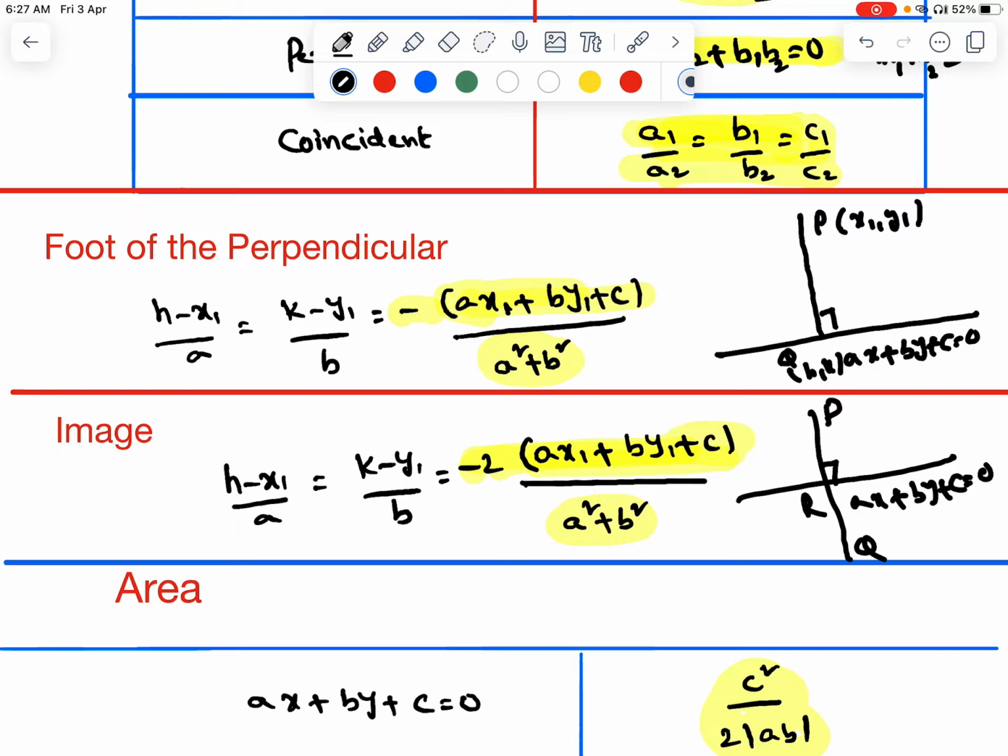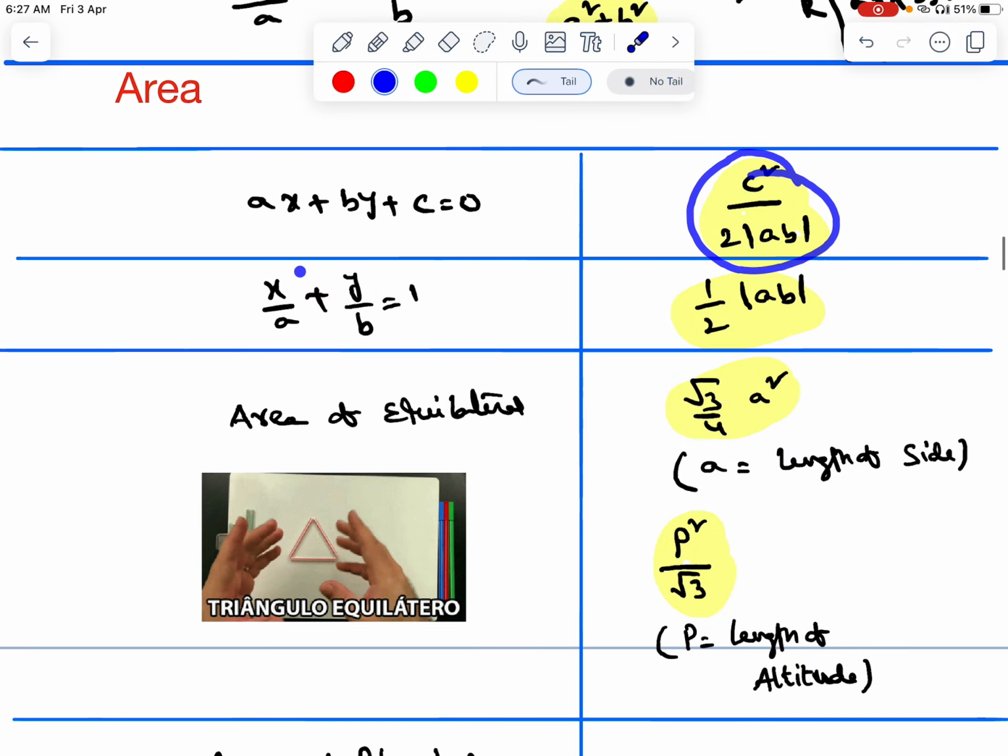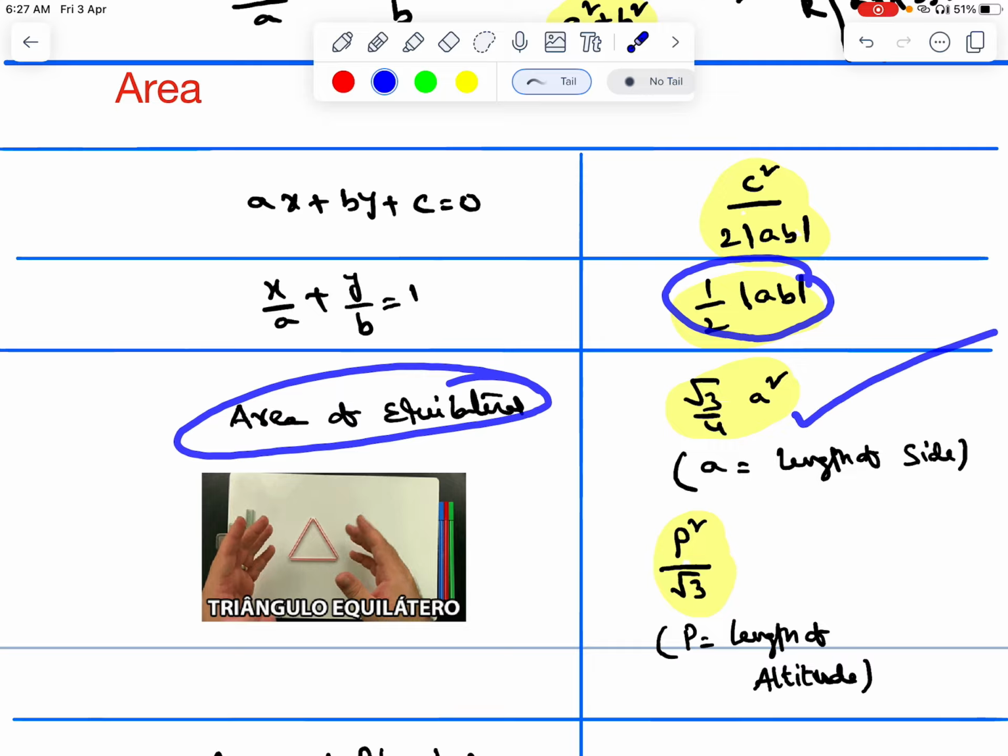The difference between image and foot, there is only two. You can remember the formula, only two. Area: if the line ax + by + c = 0 is given, then area = c² / (2|ab|). If the line x/a + y/b = 1, then area = ½|ab|. Area of equilateral triangle = (√3/4)a².